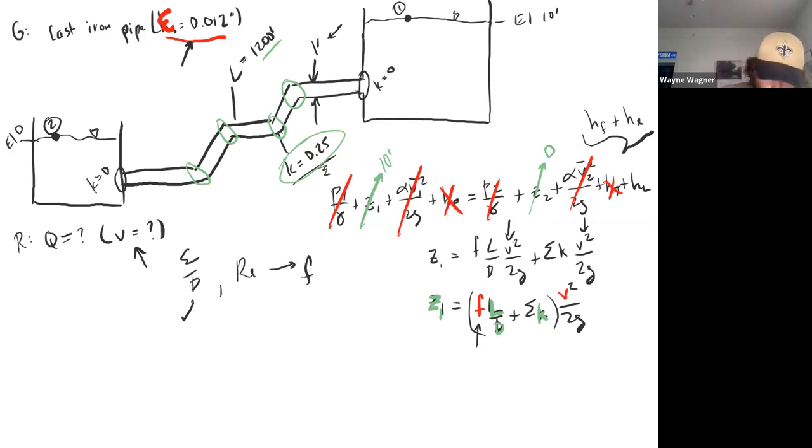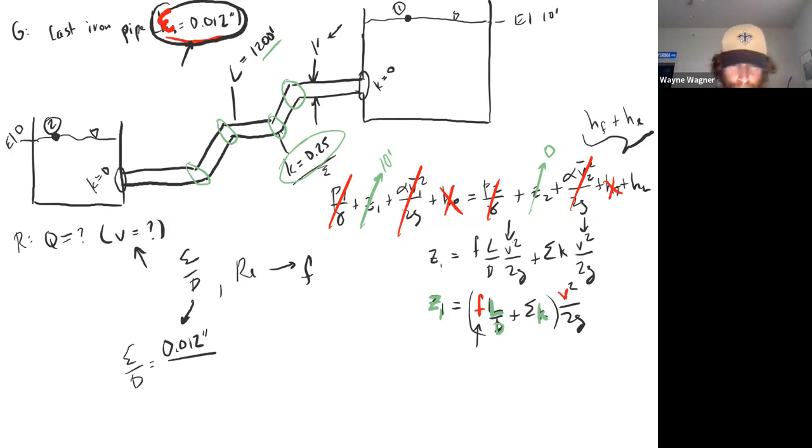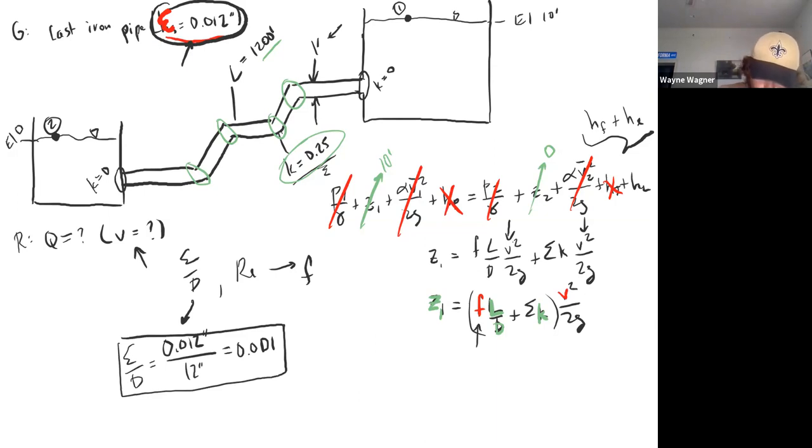Epsilon over D is pretty straightforward, right? Because we have this epsilon right here, or this relative roughness, 0.012 inches, divided by the diameter of the pipe, which in this case is 1 foot, but I'm going to make it 12 inches because I want to make sure this becomes unitless. So epsilon over D is 0.001. Okay, so we've got that. And then we need the Reynolds number.